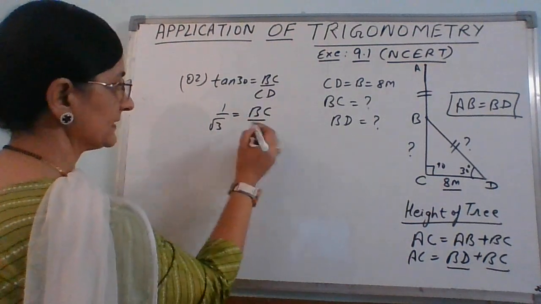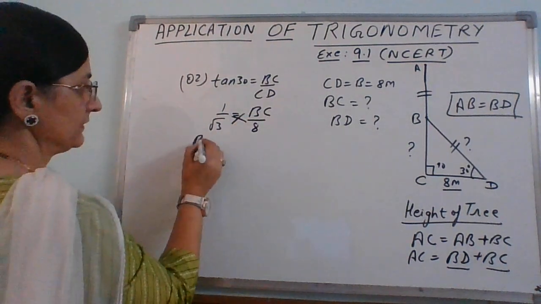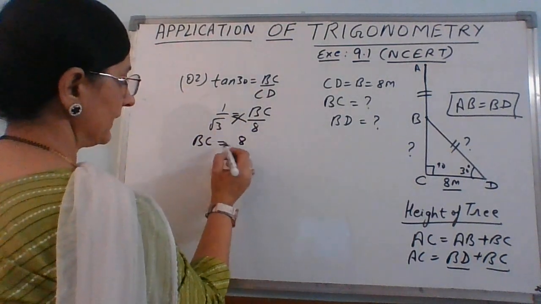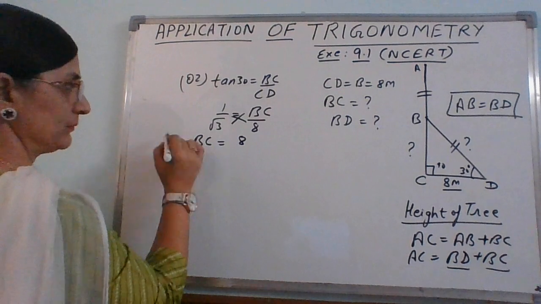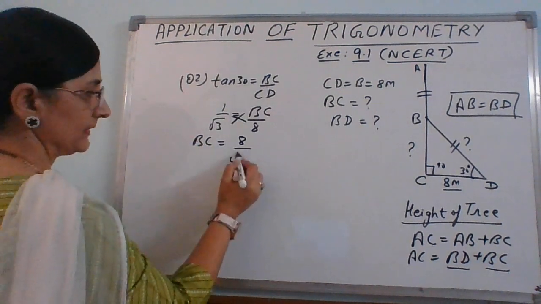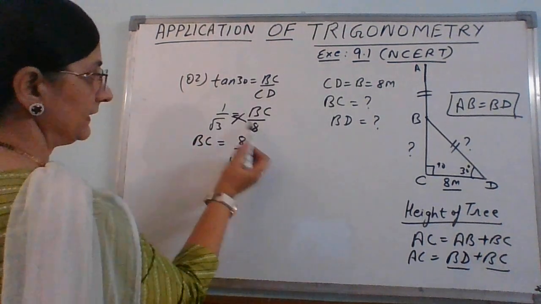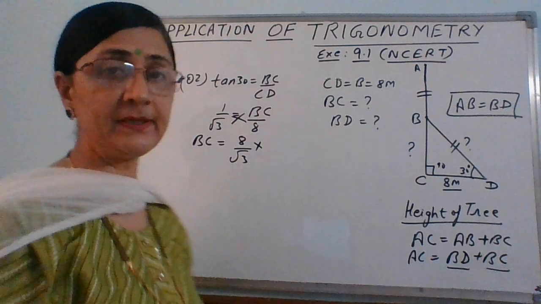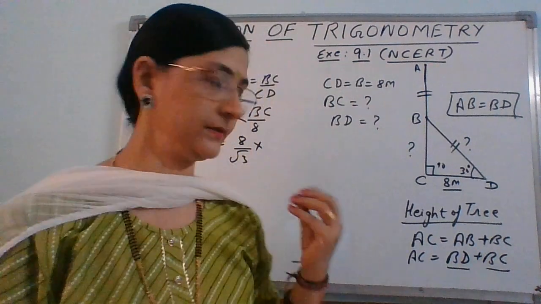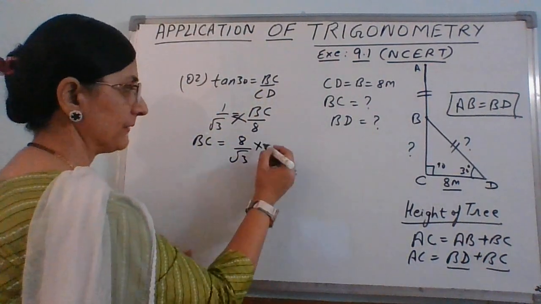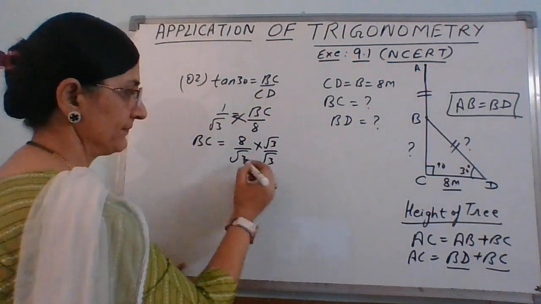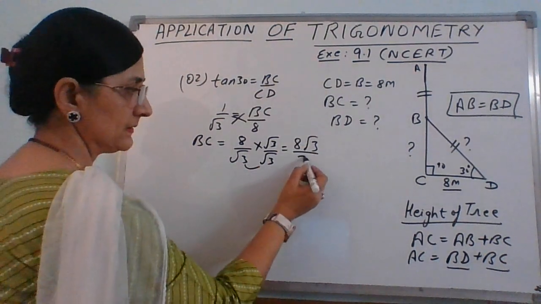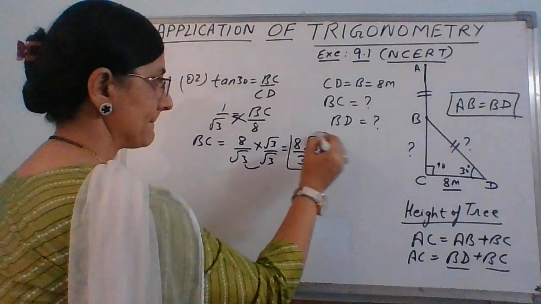We don't have BC, we have CD. Cross multiply, right? So BC will be equal to 8, it goes here, and root 3 goes with this. I'm doing directly, the root 3 that is here I bring here. What happens? 8 goes here. So BC is equal to 8 by root 3. Now you need to rationalize. Whenever you have this root in the denominator, you have to rationalize with the same number, right? So that becomes 8 root 3, root 3 is 3. So this is BC.